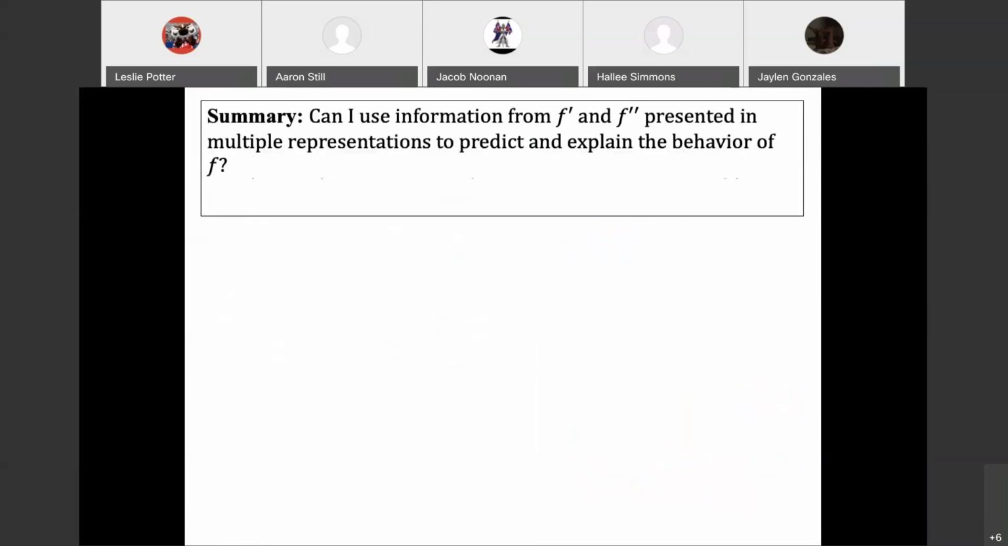Okay, so our summary then is that we are going to rely on what derivatives reveal, that organizational table in your notes, so that we can predict and explain. We can answer and justify, basically, in College Board's verbiage, answer and justify the behavior of the function.